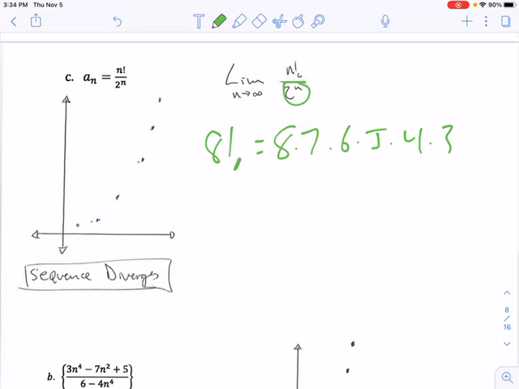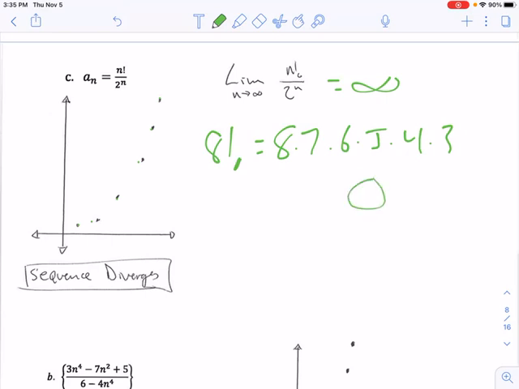So what I'm saying here is that as n gets infinitely large, the factorial in the numerator is getting larger faster than the denominator is getting larger. If you have a fraction and the numerator is getting larger faster than the denominator, it's going to go towards infinity. On the other hand, if the denominator is getting bigger faster, then it's going to approach 0.